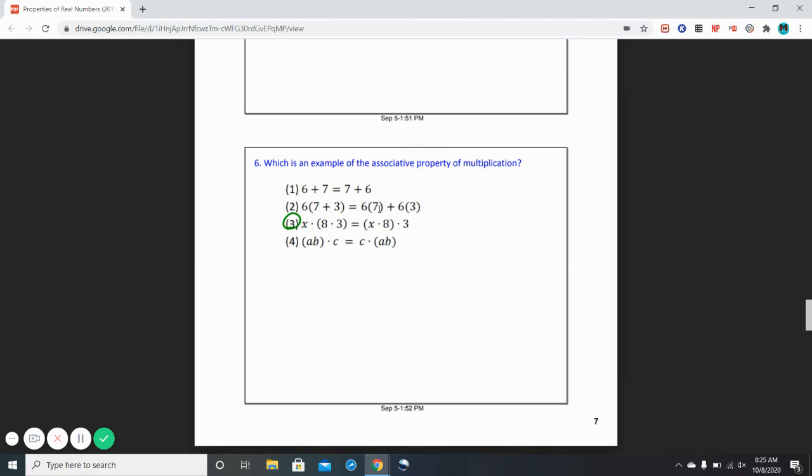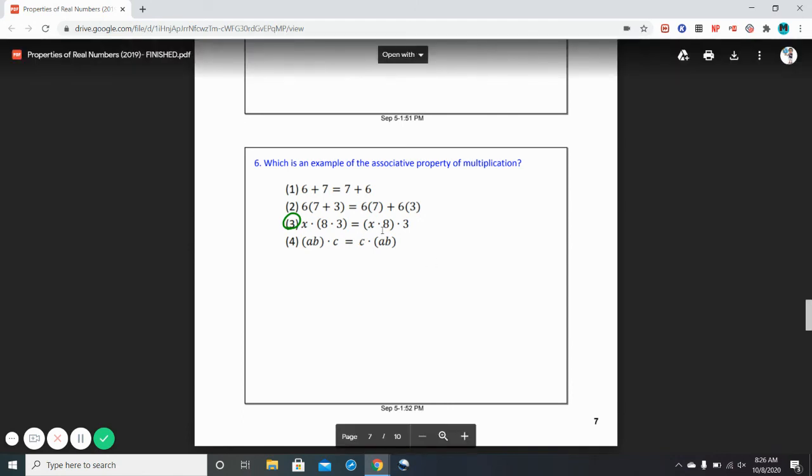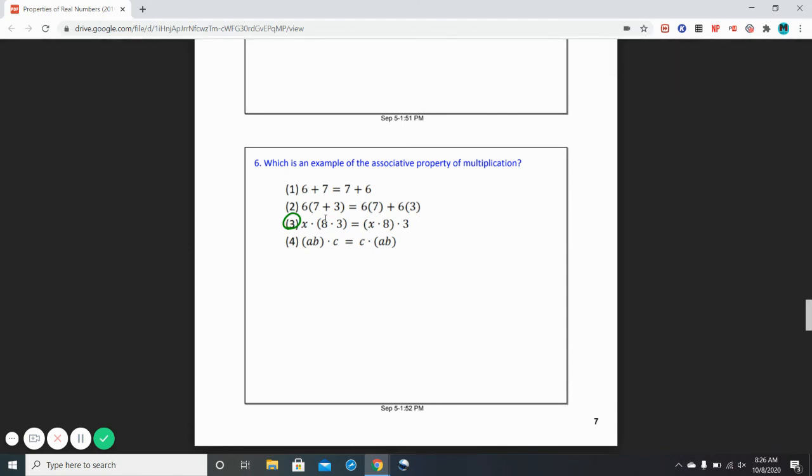6 times 7, 6 times 7, 6 times 3, and 6 times 3. It can't be 4 because that again is a commutative property. This would be A, this would be B, and this would be B, and this would be A. So that can't work. So out of process of elimination, it is 3, also because these 3 numbers are the same on each side and just the parentheses are different.